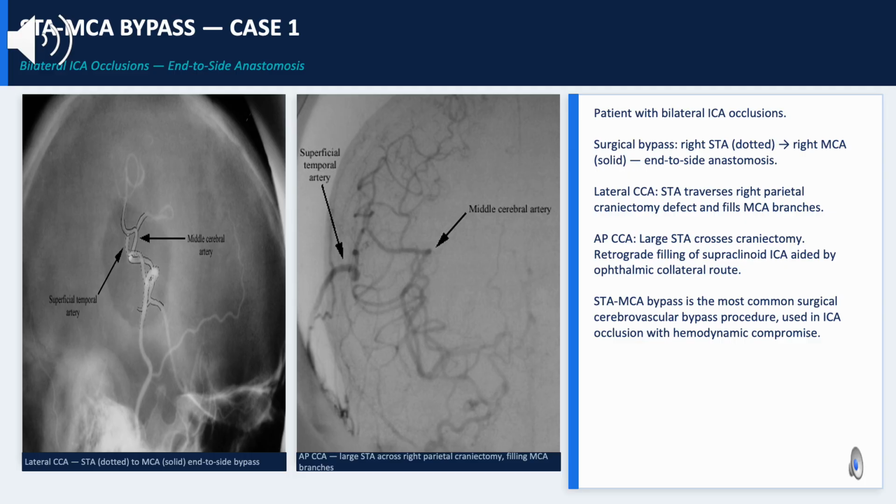management. In this case, bilateral ICA occlusions are the indication. The surgical anatomy on the lateral angiogram shows the dotted line STA running superficially along the scalp, transitioning to the solid line MCA at the anastomotic site within the craniectomy defect. The end-to-side anastomosis means the STA end is sewn to the side wall of the MCA, preserving distal MCA flow in both directions from the anastomotic point.